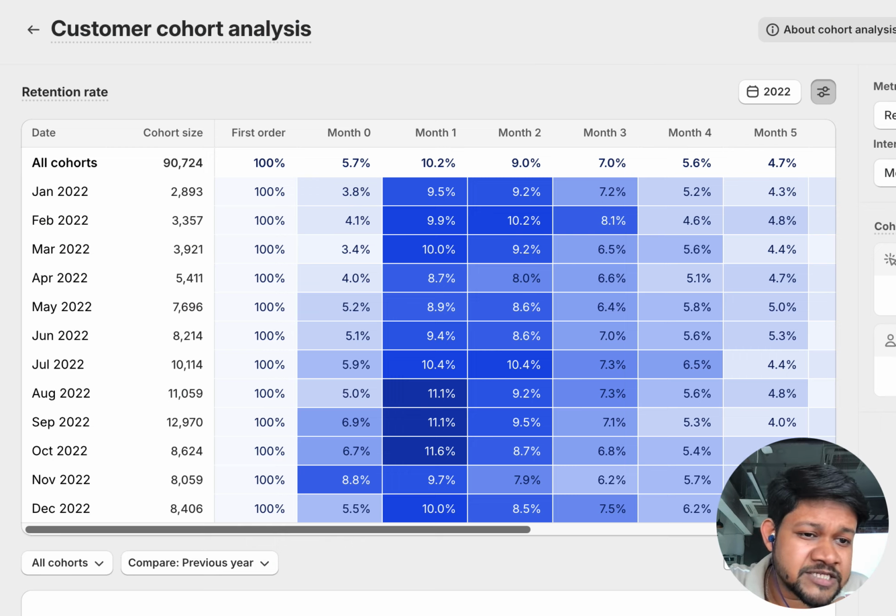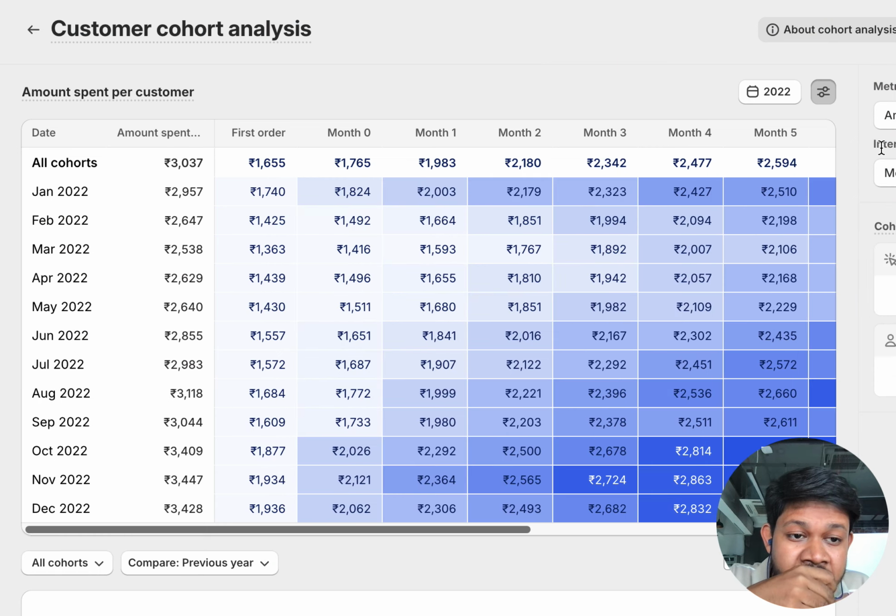I have hidden this particular part of the video because I'll have to extract and show you some product level data as well, and to protect the privacy of the store. But you can see that this is the metric, this is the interval part, this is the cohort inclusion, then this part is the first order, based on how you want to filter the data. So basically I would like to go over here: amount spent per customer.